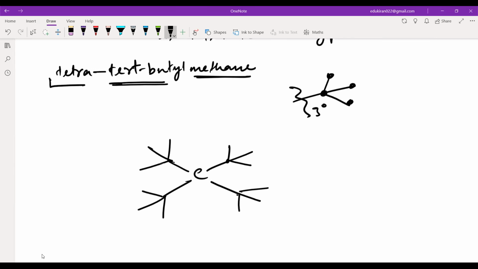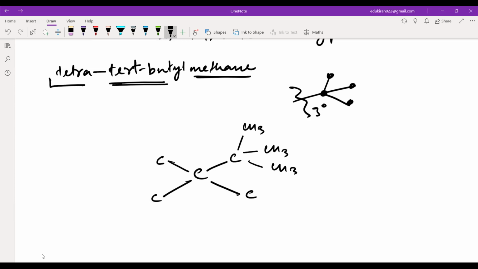So this is the molecule that we are dealing with. If you want, let me write it with all the carbon atoms and hydrogen atoms, it will be better for you guys. Carbon, carbon, carbon, carbon. All of these carbons are attached with CH3, CH3, CH3.